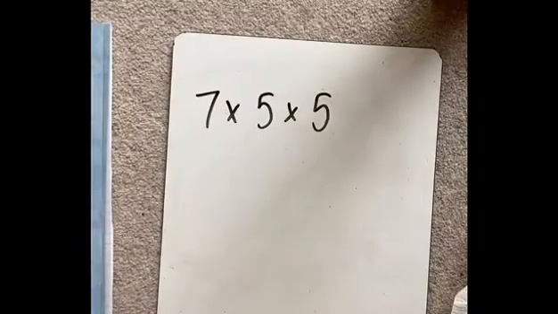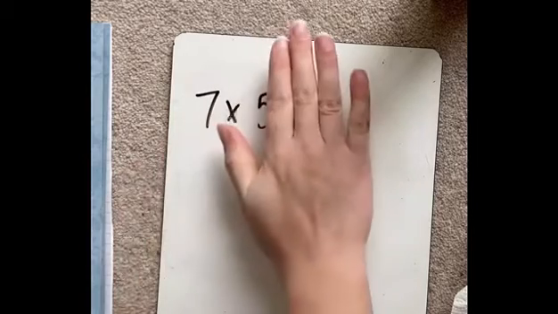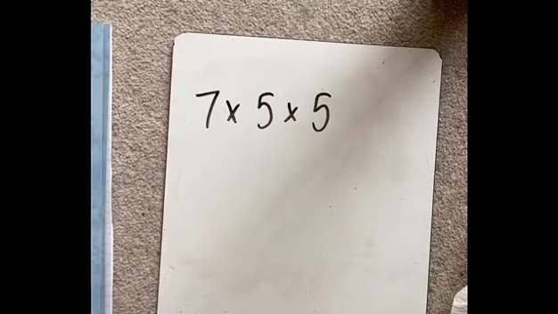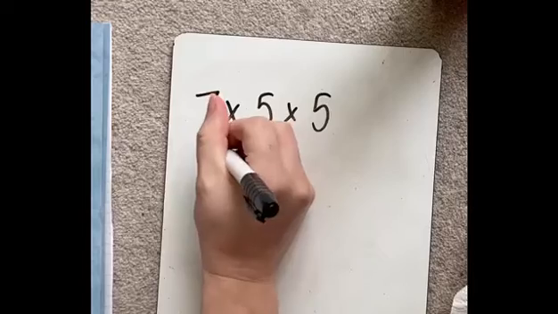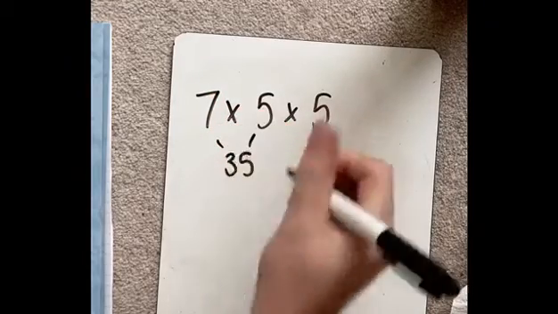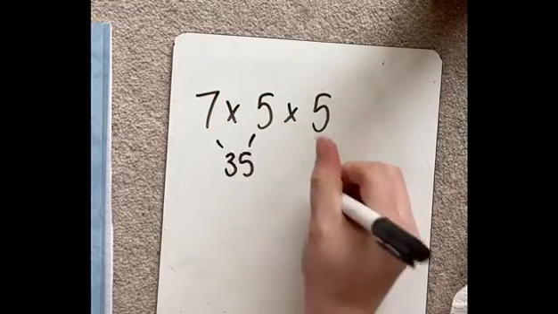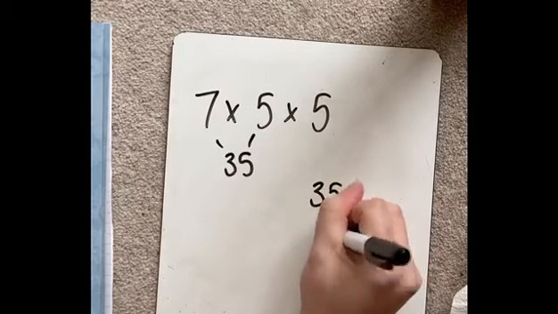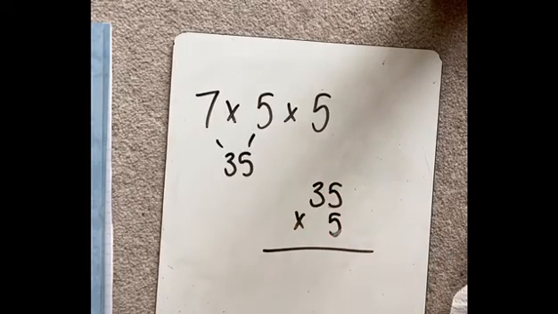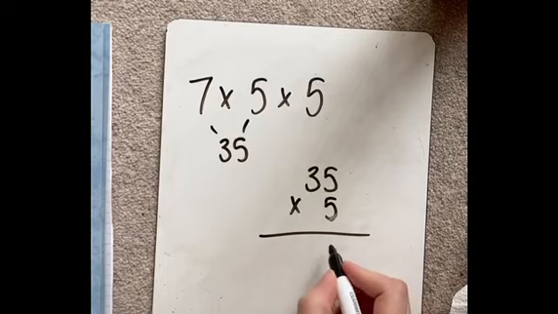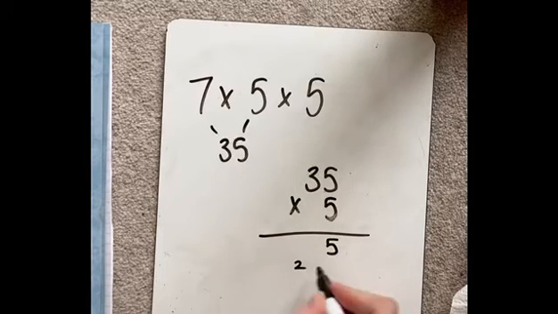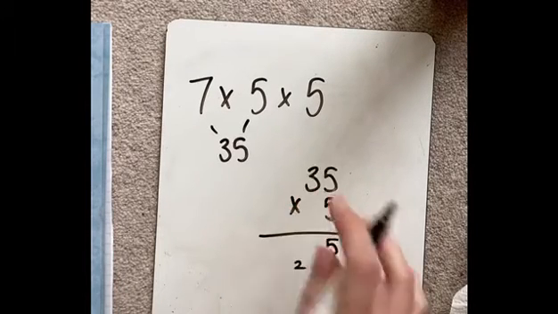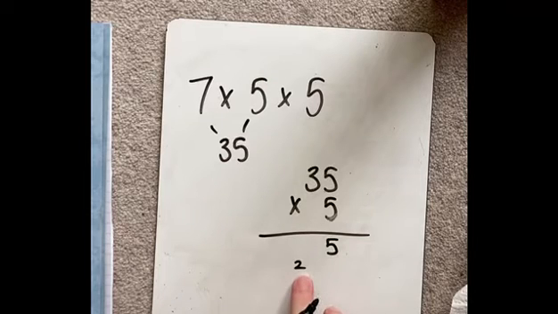Okay, then we had 7 times 5 times 5. So the trick with this is just to kind of break it down. So we'll start off with 7 times 5. 7 times 5 is 35. And then we'll do 35 times 5 using that method we've just practiced. So 5 times 5 is 25. I'll put my 5 and carry the 2. 5 times 3 is 15. Add the 2, 15, 16, 17. So you should have had 175.